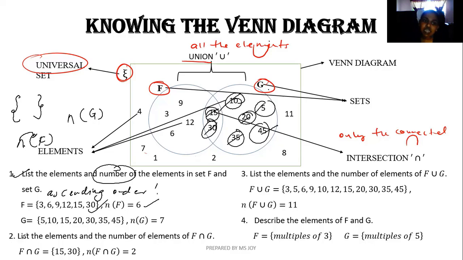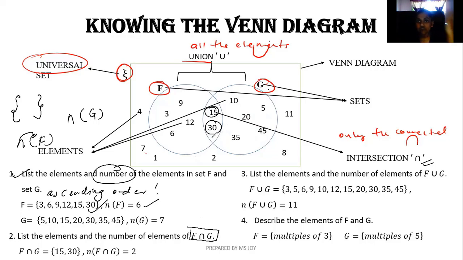Question 2: list the elements and number of elements of F intersect G. This symbol means intersection, correct? What is the meaning of intersection, guys? Intersection means you need to show the connecting part, the only members that are connected, which are 15 and 30. The two families combined. The members who are inside both families, they are in F, and they are also in G. So they are known as F intersect G. So they are 15 and 30. And the number of family members is 1, 2. So there are 2 family members in F intersect G.